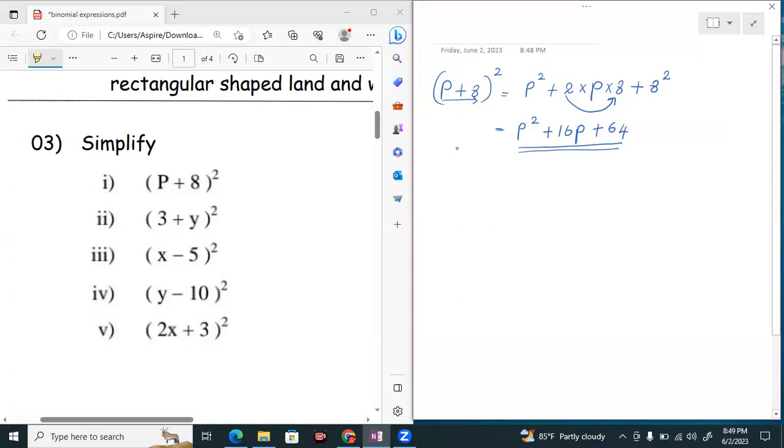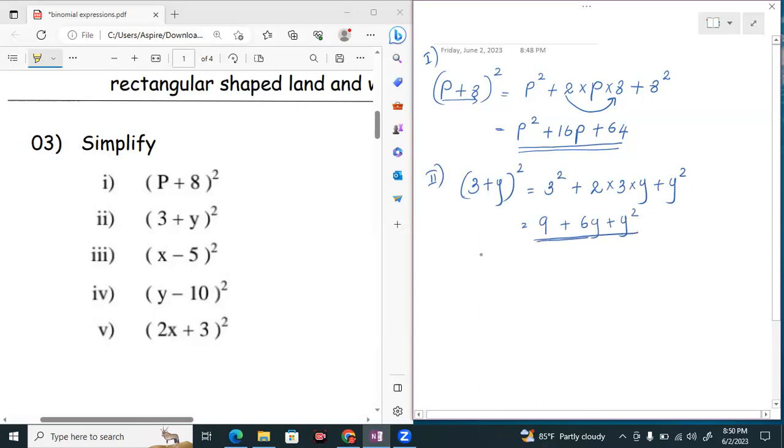Second question: 3 plus y squared equals 3 squared plus 2 times the product of the two terms, 3 into y, plus y squared. So 3 squared is 9, 2 times 3 is 6, 6 into y, 6y, plus y squared is the answer for the second one. Third one: x minus 5 squared. Then x squared plus 2 into x into minus 5. Don't forget the minus, okay? Add minus 5 squared.